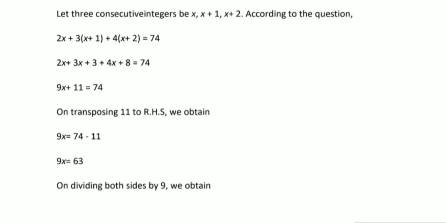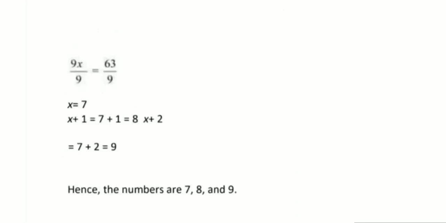Now we have to remove this 9. So on dividing both sides by 9, we obtain 9x upon 9 is equal to 63 upon 9. So x is equal to 7. Okay. So x plus 1 is 8 and x plus 2 is 9. So the numbers are 7, 8 and 9.